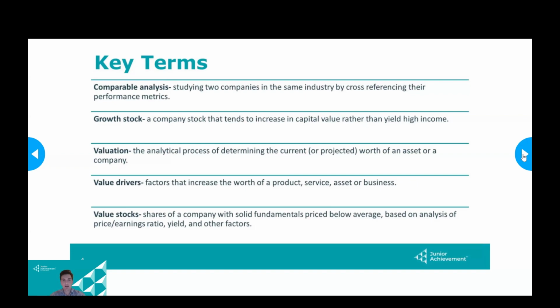The last one is value stock. A value stock is a stock that has very strong fundamentals, more of an older company, a very solid company that's been around for a while, very consistent, but is priced below the overall average based upon PE ratios or its yield aspects compared to other companies in the market. A perfect example is a company like Ford. Ford in the car industry is priced lower than average, but its earnings are incredible. It's very stable and very reliable.